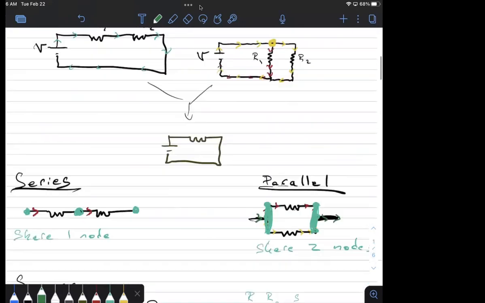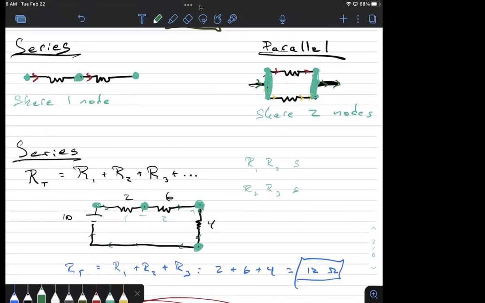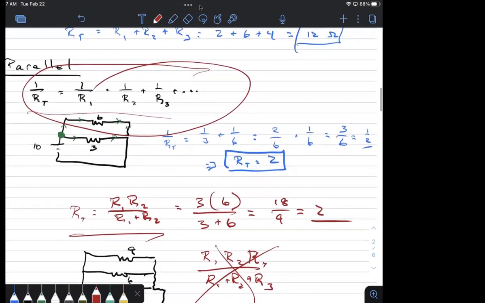And I can write them up here with the series and parallel. The first rule is if you have resistors in series, the total resistance is always greater than any one of the resistors that are in series. Right? That's absolutely reasonable. If you have 2 plus 6 plus 4 and you get 12, well, 12 is going to be bigger than 6, bigger than 4, and bigger than 2. The total resistance of the resistors in series is bigger than any one of the resistors in series. Obviously.